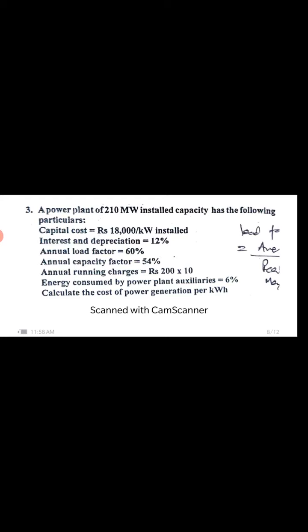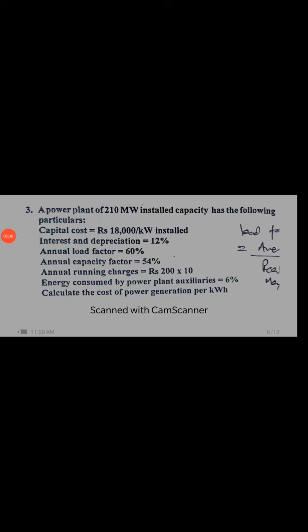And so we will see what is the load factor. Also the annual capacity factor is 54%. The annual running charges are 200 into 10 raised to 6 rupees, and 6% of the power is consumed by the plant auxiliaries. Plant auxiliaries means in a power plant you will have a lot of motors, blowers, pumps, so they also consume energy. So if 100 units are produced, 6 units are consumed by the plant itself. That is known as energy consumed by the plant auxiliaries. So we have to find out the per unit cost of generation.